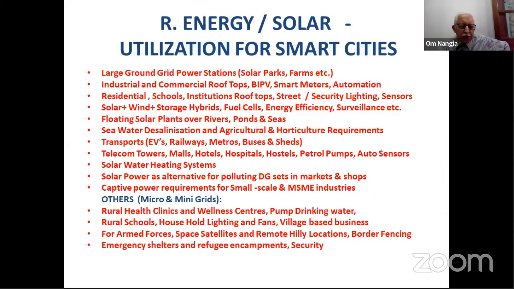There's a long list. And then there are others also, like micro and mini grids for rural areas. Health clinics and wellness centers can be run by solar power. Schools can be run. For armed forces and space satellites also, it is very useful. And then emergency shelters and refugee encampments and for security needs. So this is not the complete list. There can be another 20 applications which are usable for smart cities.